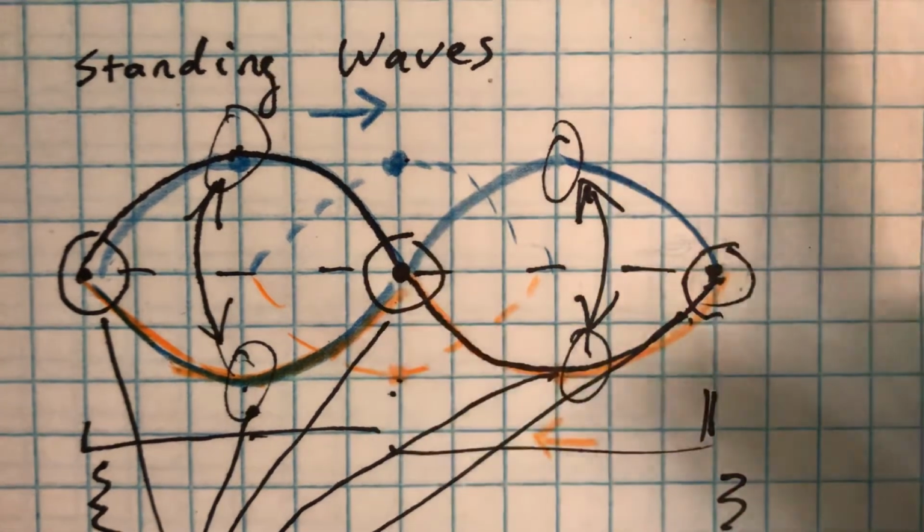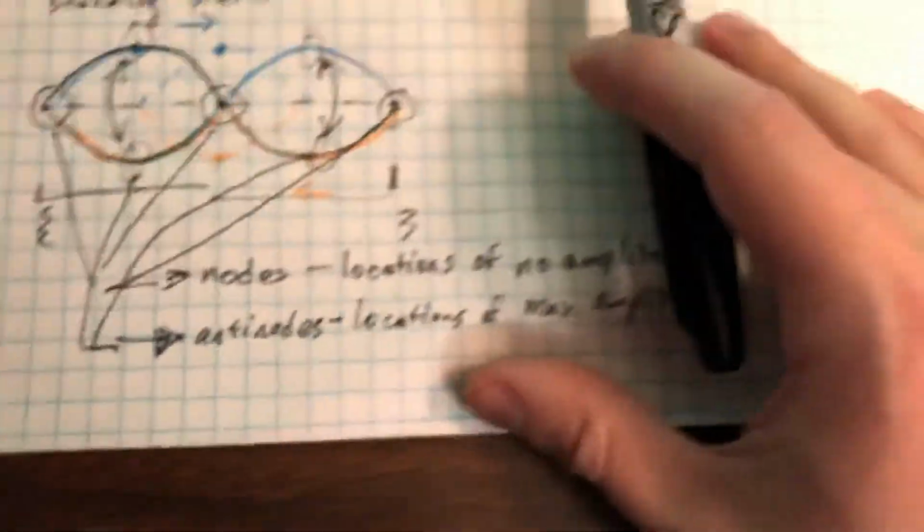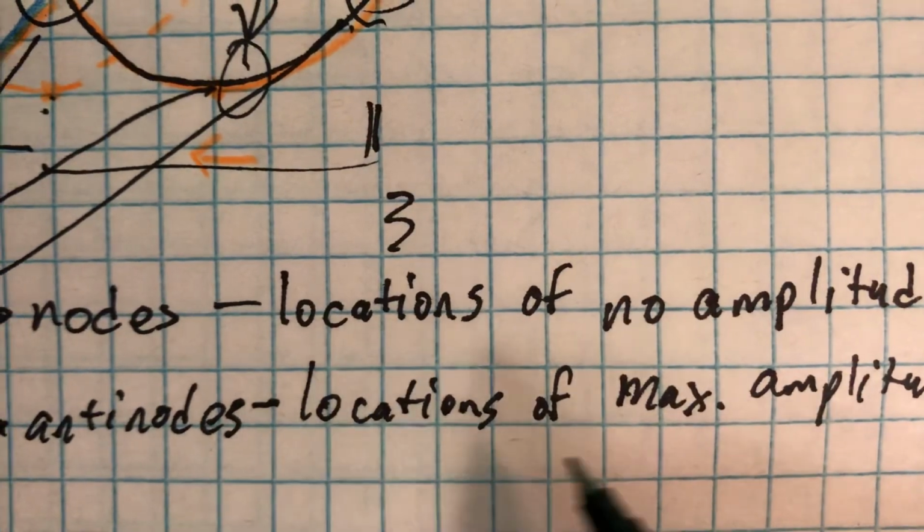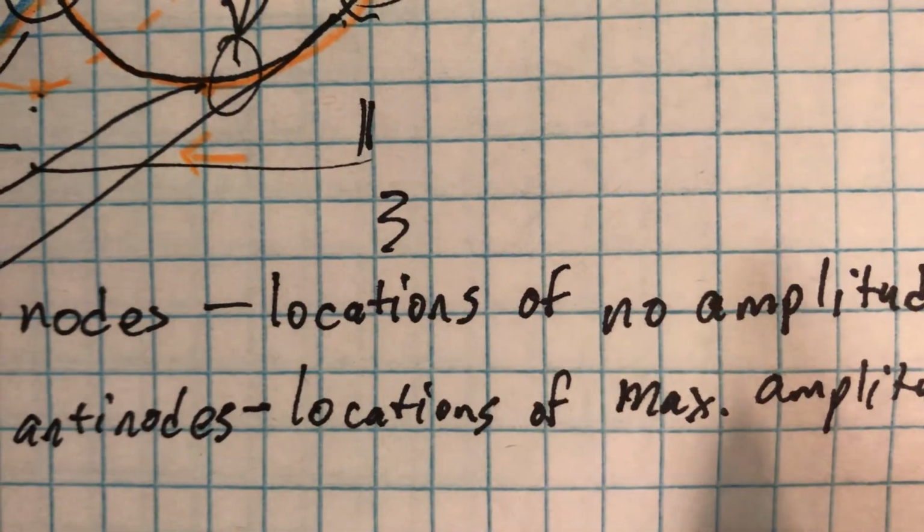So just remember then, nodes are locations of no amplitude. Antinodes are locations of max amplitude.